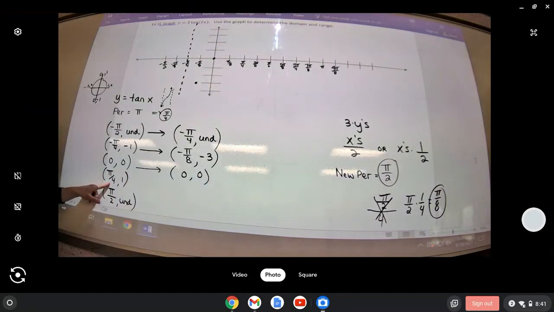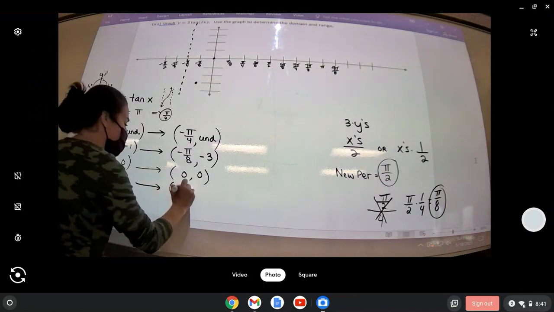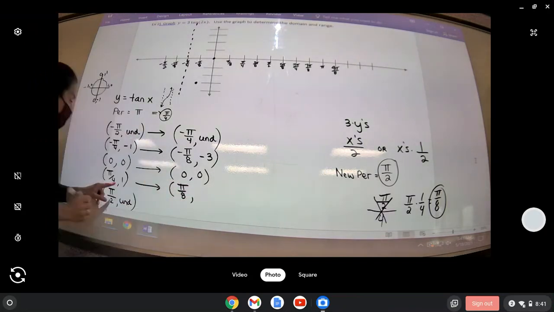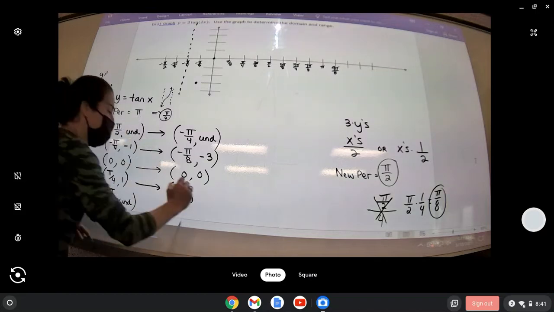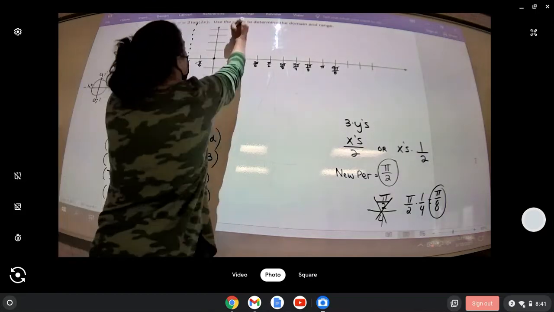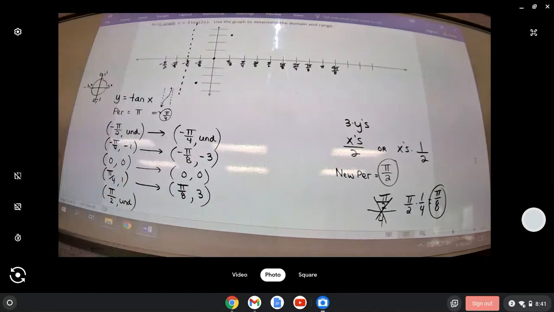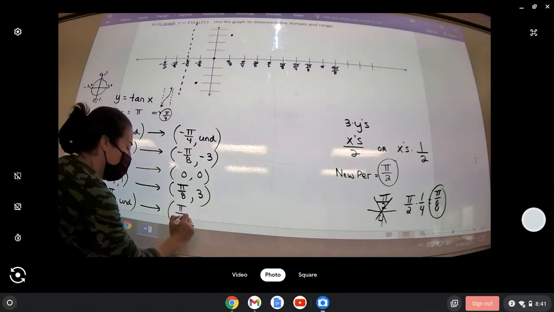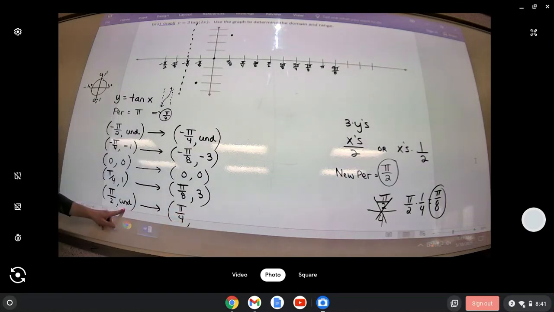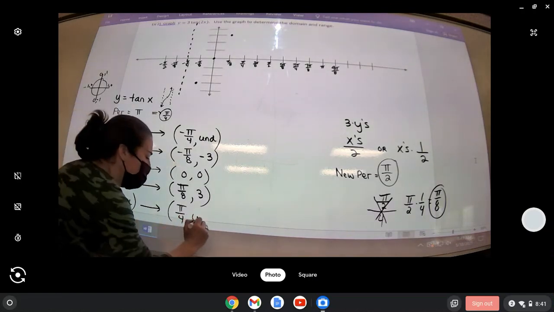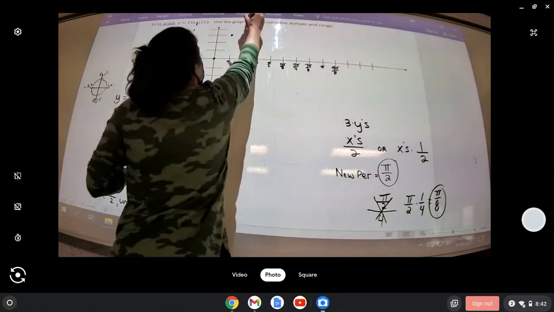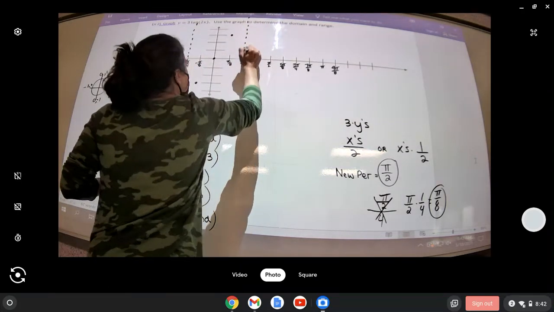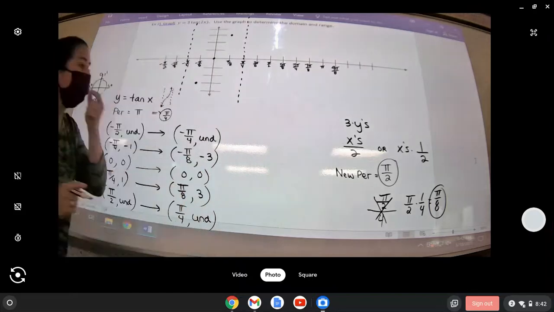Take your next ordered pair, 1/4 times it by a half, that's pi over 8. Take your y coordinate, times it by 3. And then last, take your pi over 2, times it by a half, that's pi over 4. Take your undefined y value, times it by 3, and it's still undefined. So we have another vertical asymptote.